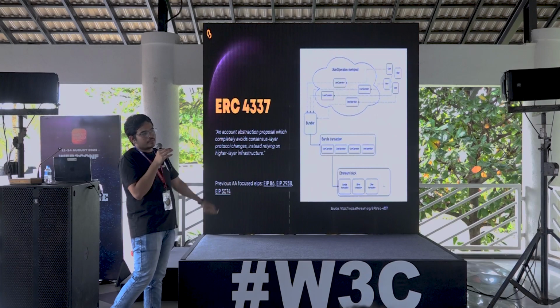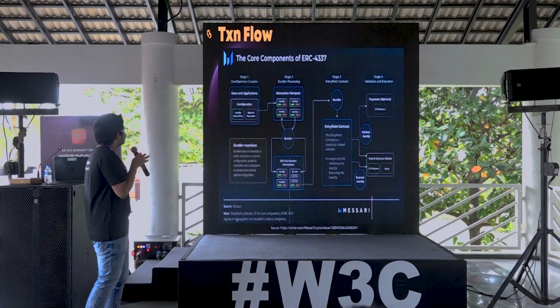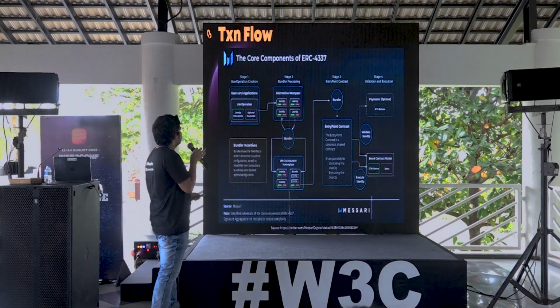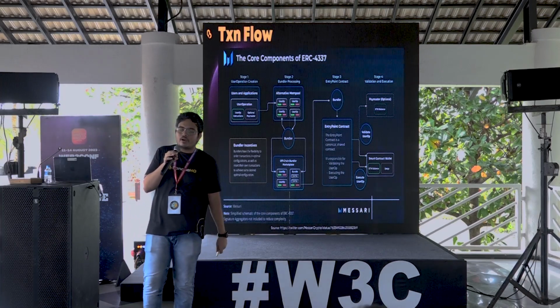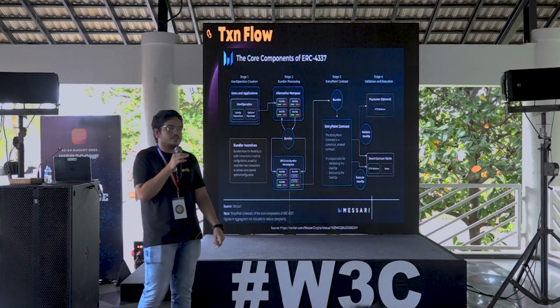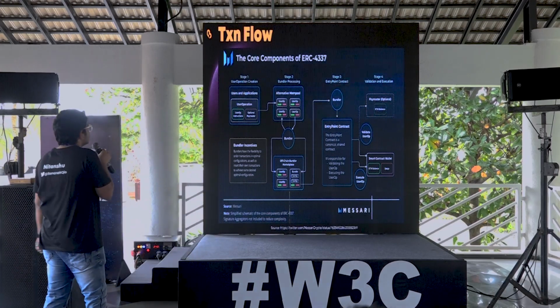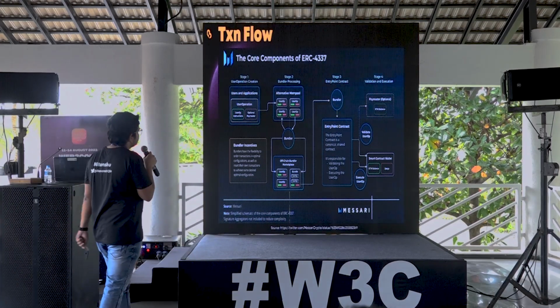So we have 4337. Yeah, so this is a typical journey, explained by Messari, a really well-known crypto research firm, of how a typical transaction in the 4337 ecosystem looks. So first, the user operations get generated at the user end.